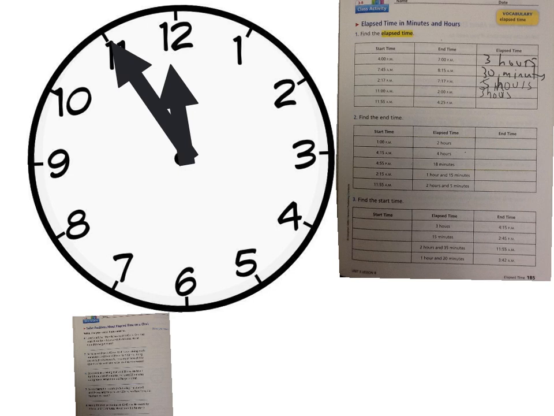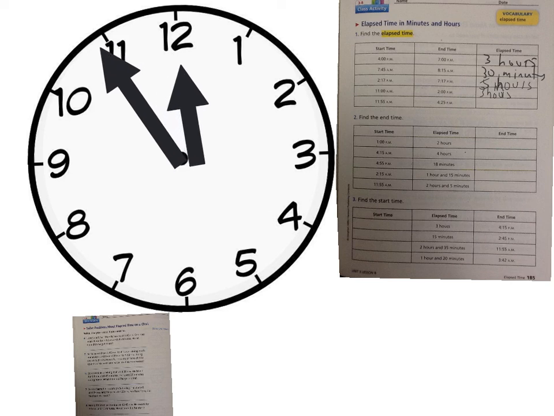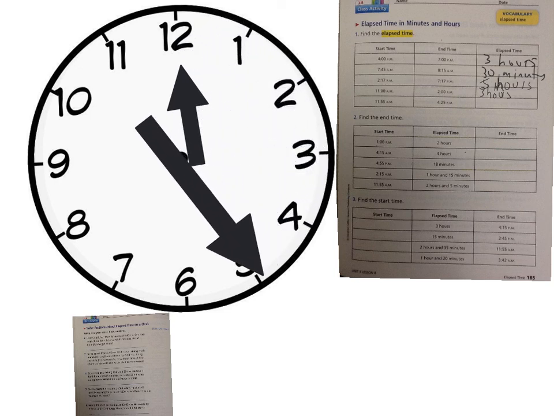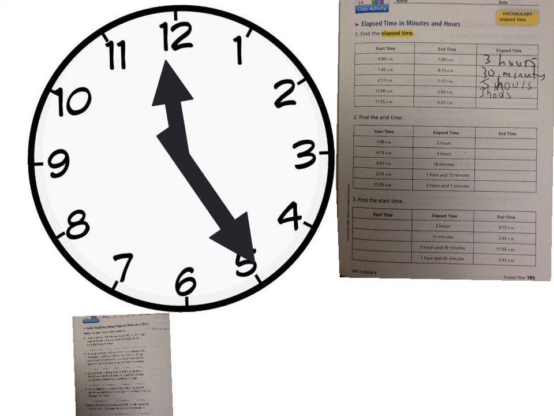I want to get my 55 over to the 25. So 55 to 25 is 5, 10, 15, 20, 25, 30 minutes. Okay, so that got me to 25. So I know my answer is going to be something and 30 minutes. Now I'm going to move my big hand.